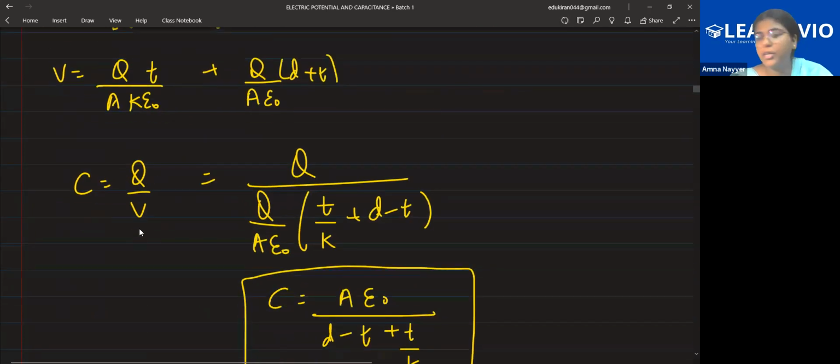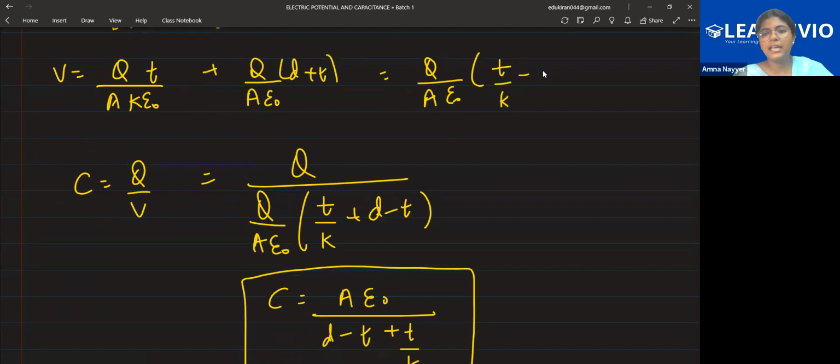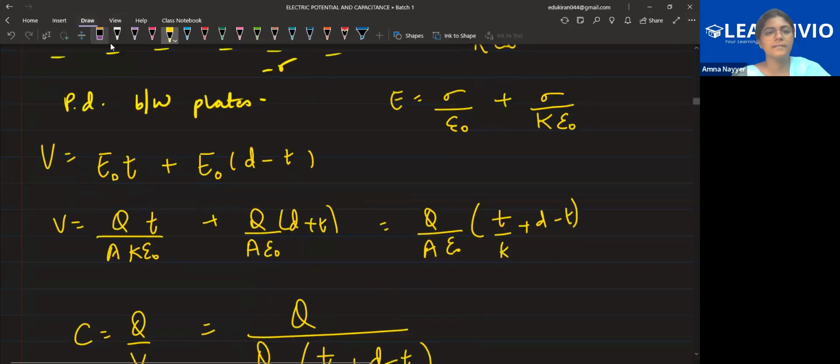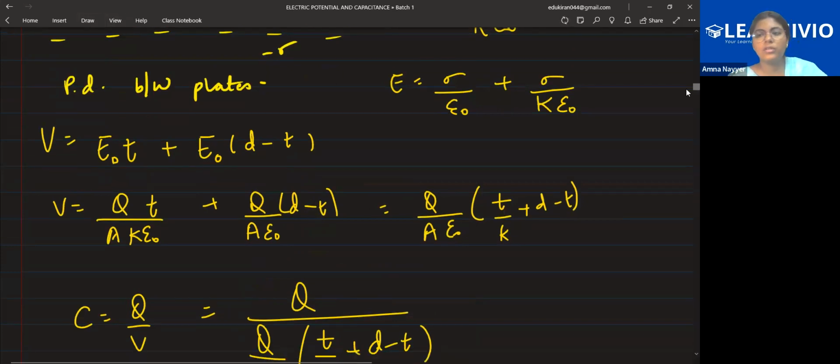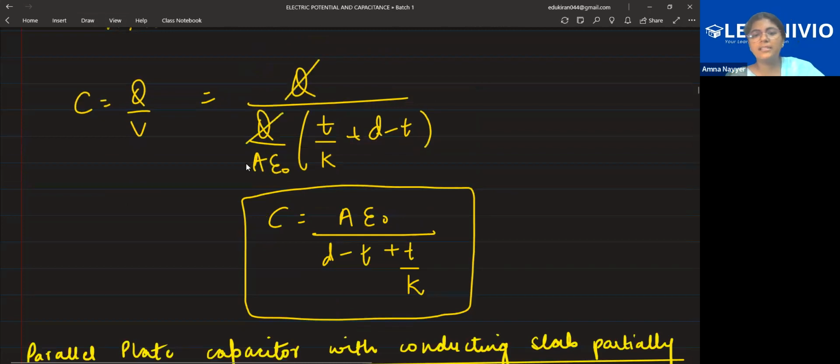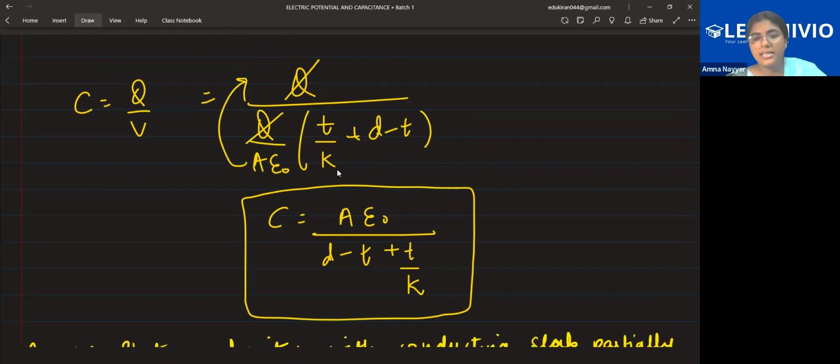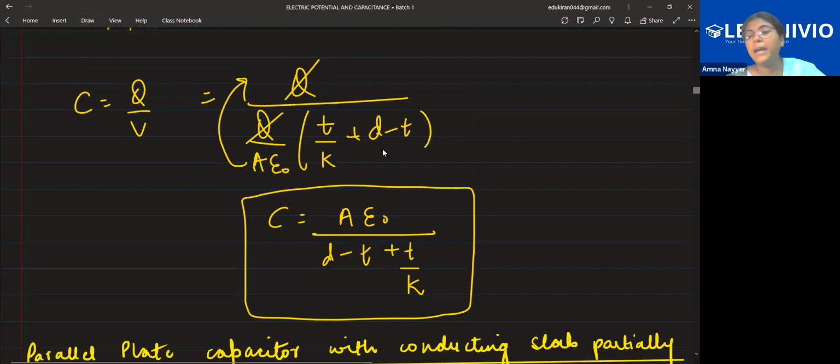Now capacitance is charge by potential. So once you write charge by potential, the entire term will come. It's just that from here, if you take Q by A epsilon naught common, you will be left with T by K plus D minus T, right? This is not plus, that's why only minus is left. So once you divide these two, Q will be cancelled. A epsilon naught will go up. So the final answer is A epsilon naught by D minus T plus T by K.